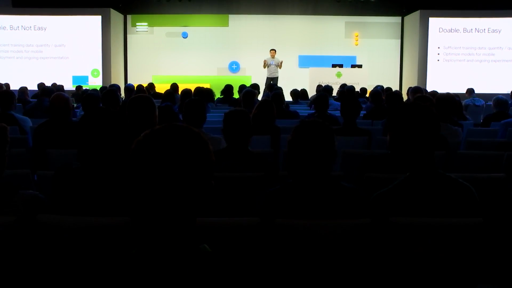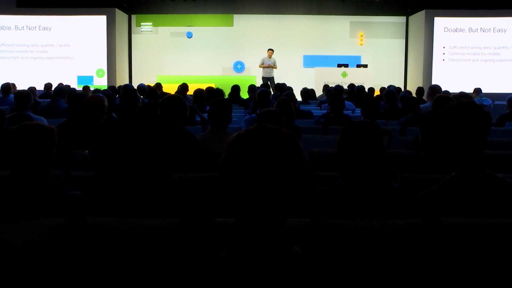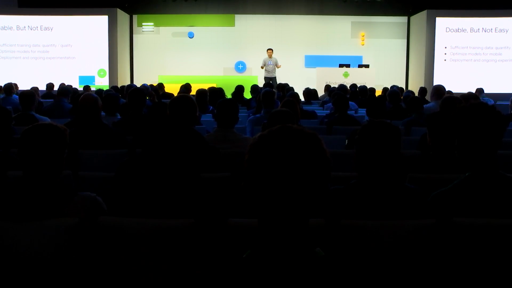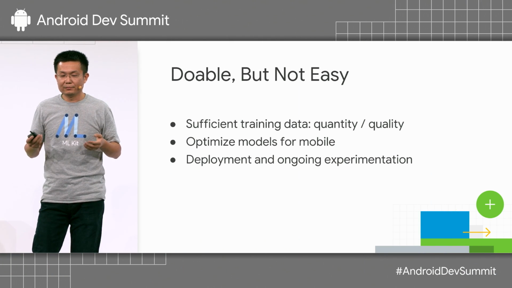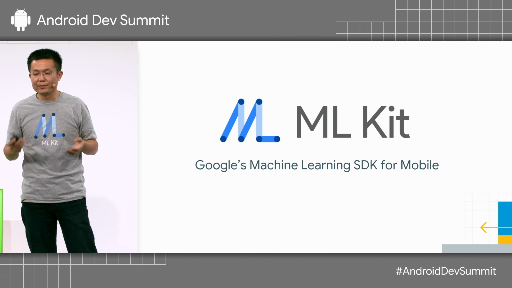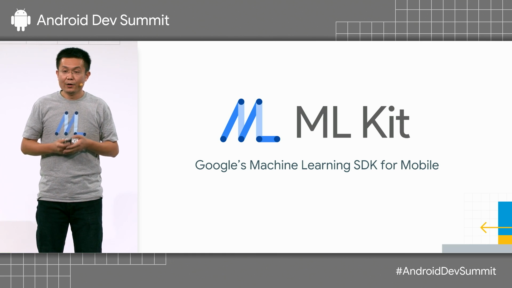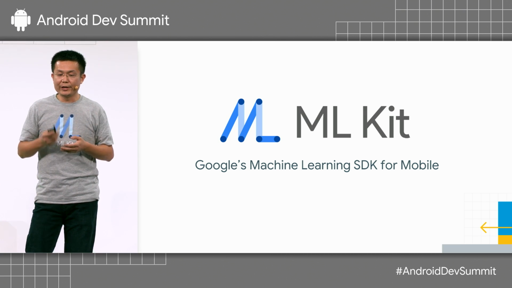After the app is finally built, you need to worry about how to deploy it and how to maintain ongoing experimentation of the models. That becomes another headache. To tackle all these problems, we launched MLKit, Google's machine learning SDK for mobile, which helps mobile developers build Android and iOS apps using machine learning technologies.